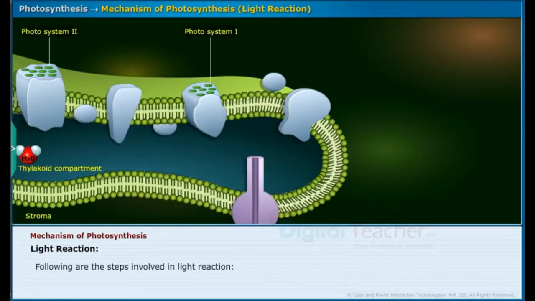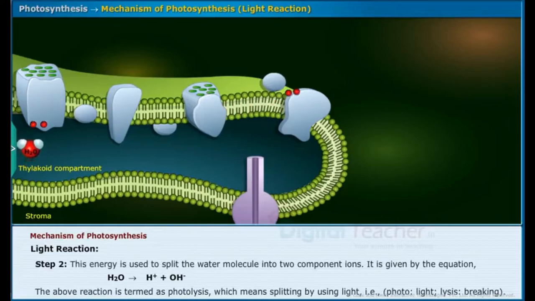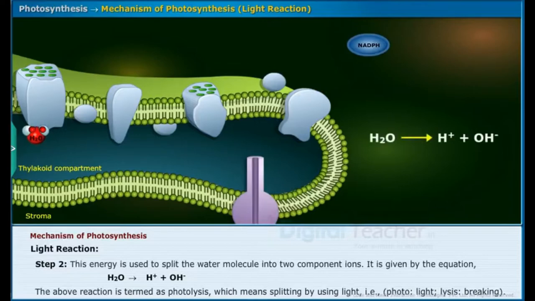Following are the steps involved in light reaction. Step 1. When sunlight falls on the plant, the chlorophyll present in the leaf absorbs light energy and becomes activated. The absorbed energy excites electrons to a higher energy level. Step 2. This energy is used to split the water molecule into two component ions. It is given by the equation shown on the screen. The above reaction is termed photolysis, which means splitting by using light. That is photo, light, lysis, breaking.